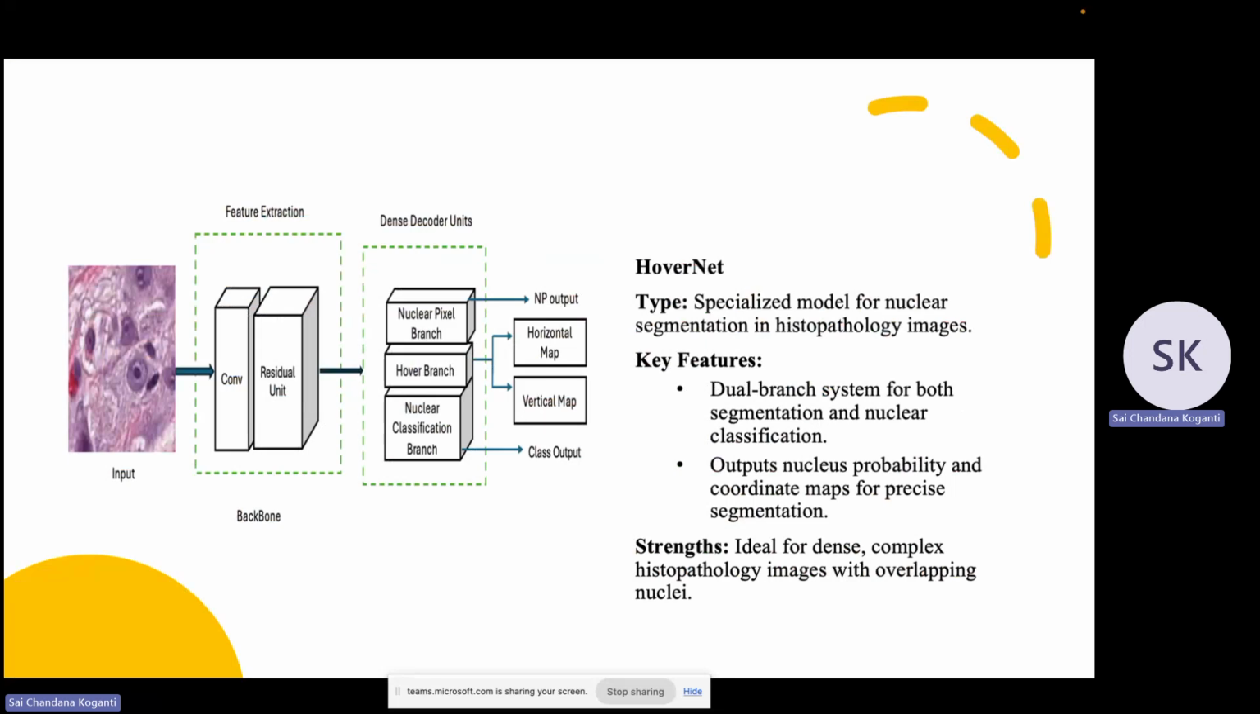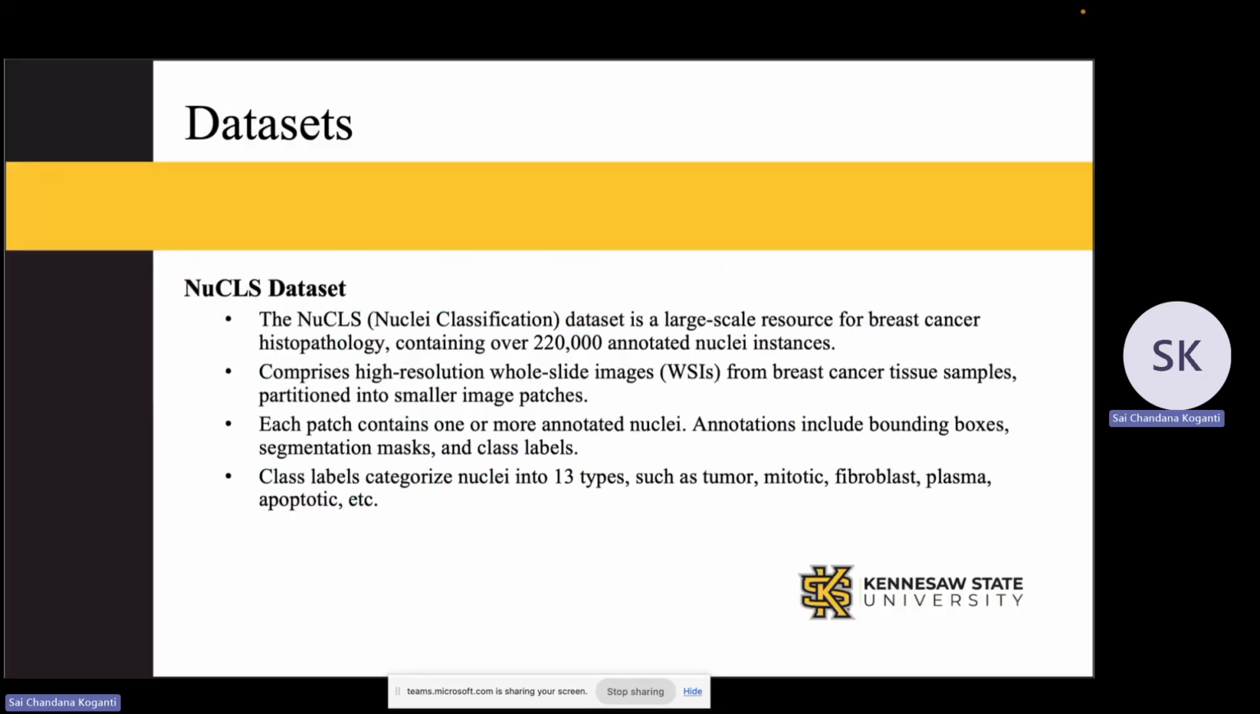Now it's time to look at the datasets which I have used, PanNuke and NuCLS. As I have previously said, the NuCLS dataset has over 220,000 annotated nuclei from breast cancer cells. It contains high resolution WSIs, whole slide images, which are split into small patches. Each patch has labeled nuclei and consists of 13 different cell types, like tumor, fibroblast, and plasma cells.